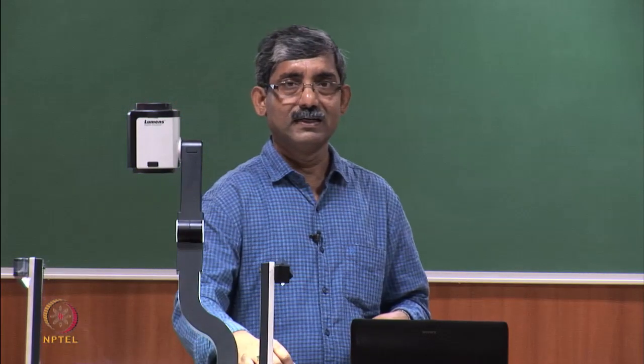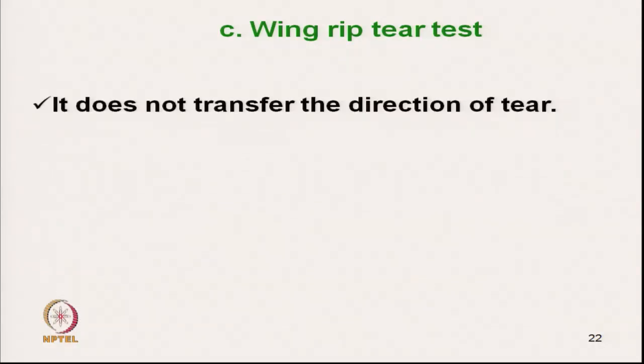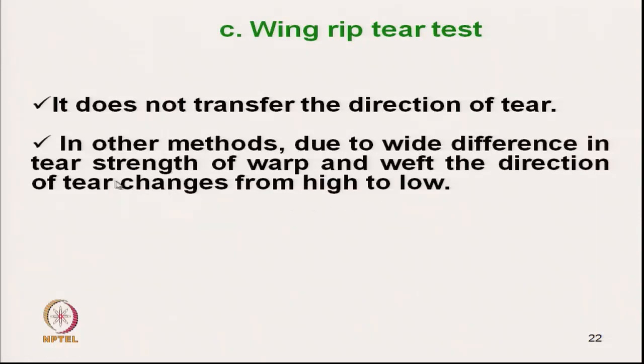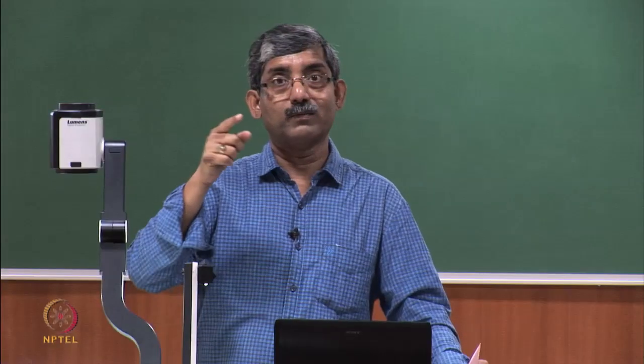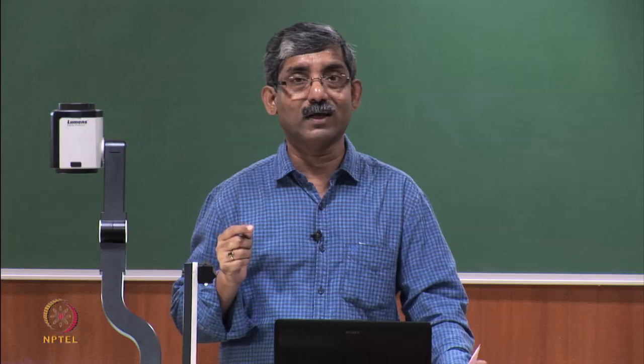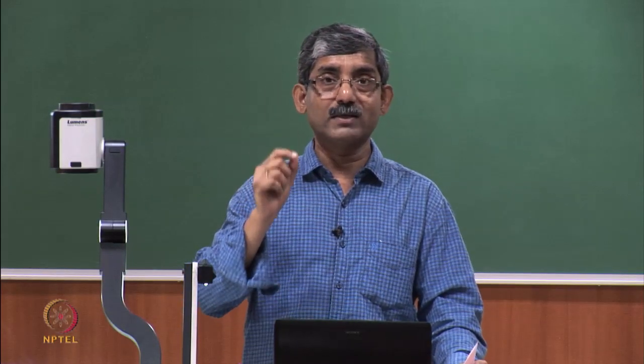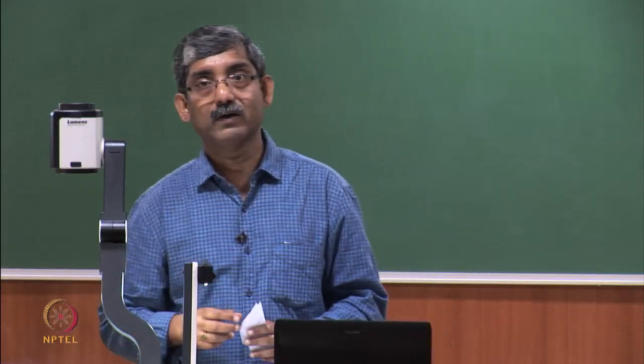To avoid these things, there is another technique called the wing grip tear test. It does not transfer the direction of tear. In other methods, due to the wide difference in tear strength, the direction of tear changes from warp to weft, from high to low, as I have mentioned. During the test, the point of tear remains substantially in line with the center of the grip. So, in the wing grip test, this problem of changing the direction is not there. Here the point of break is always at the center of the grip.